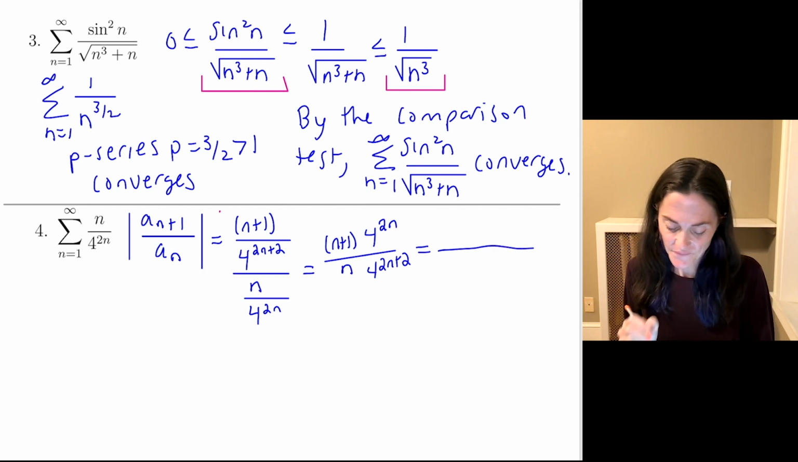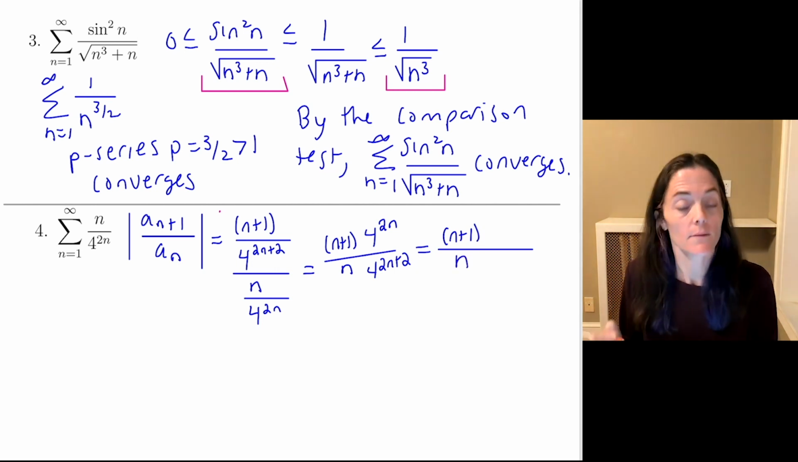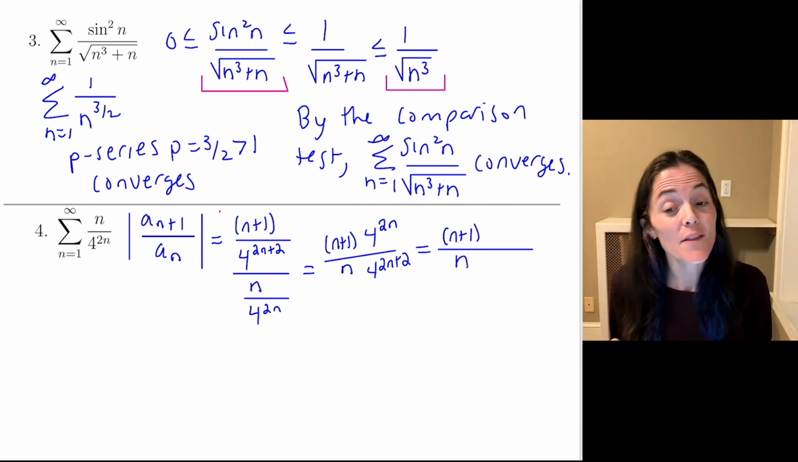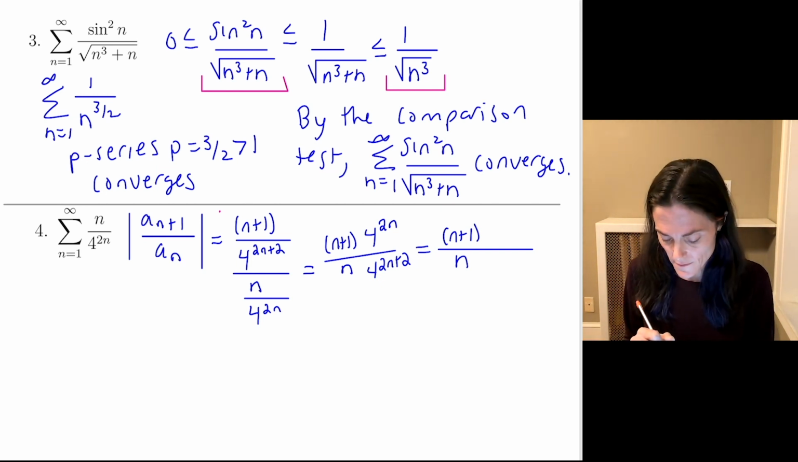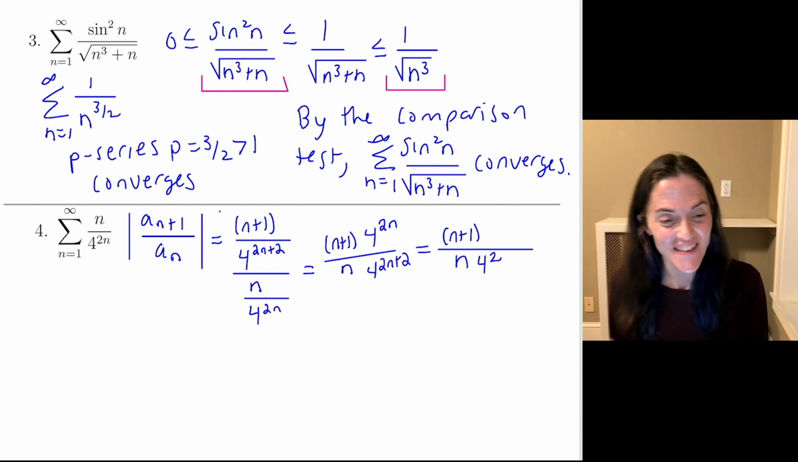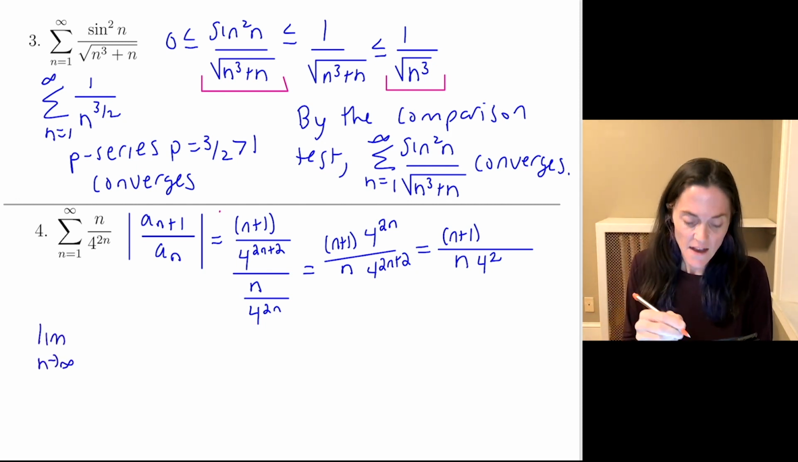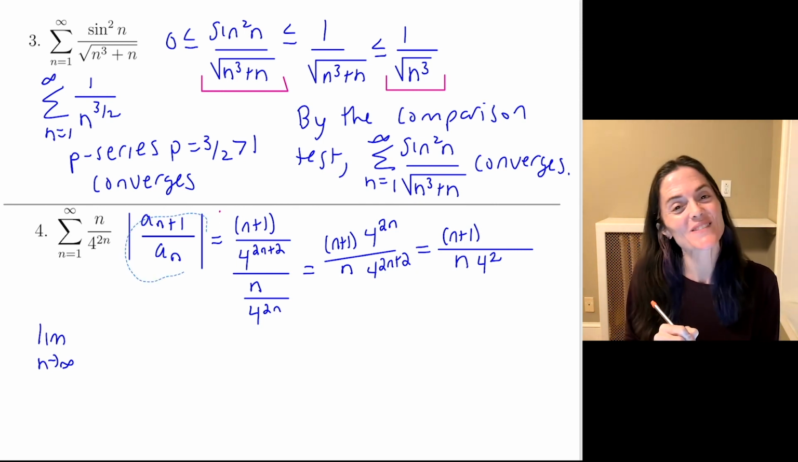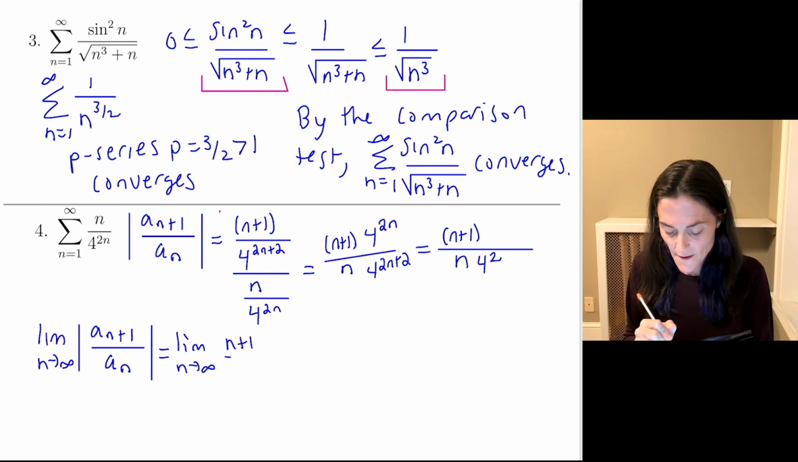Well, n plus 1 over n, we can't simplify. But this other one, you see, in the denominator, we really have a 4 squared, which is 16. Okay, this is as simple as we can make it. Now we take a limit as n goes to infinity of the absolute value a_{n+1} over a_n. This is a limit as n goes to infinity. We have n plus 1 divided by 16n.